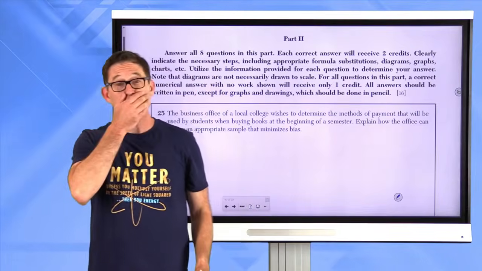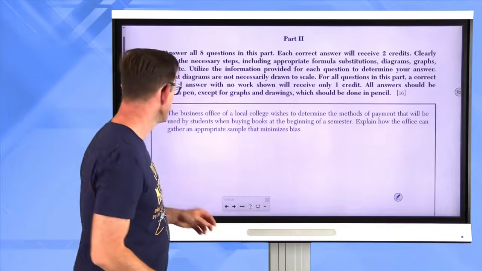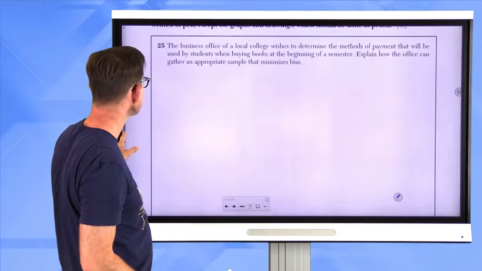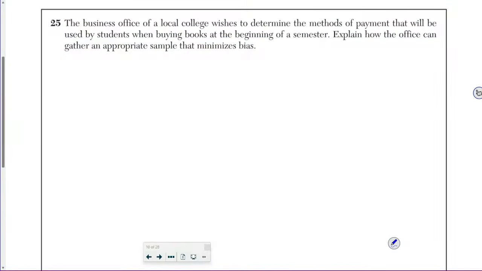Anyway, so let's get on to part 2. We've got some more problems to get to. 25. The business office of a local college wishes to determine the methods of payment that will be used by students when buying books at the beginning of a semester. Explain how the office can gather an appropriate sample that minimizes bias.